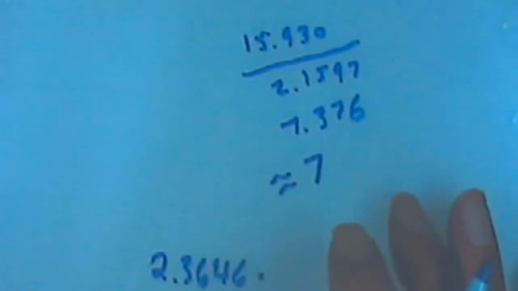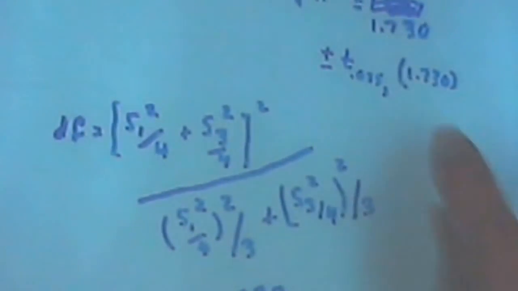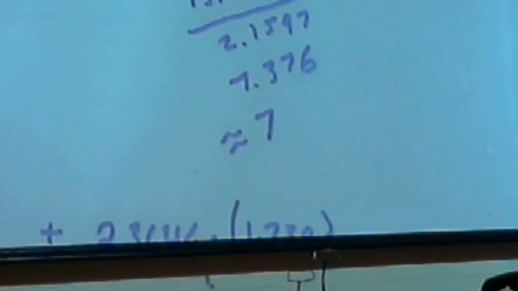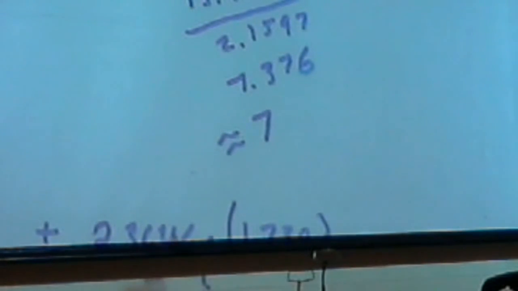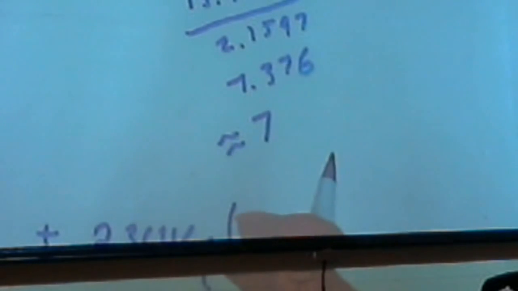And then what was my other number? Ah, there it is over here. 1.730. So if I try that, finally, this is my plus or minus now, right? I get plus or minus 4.09. That's good enough.